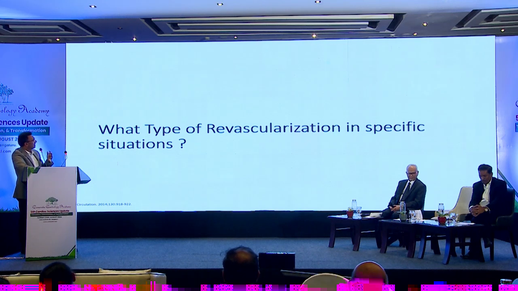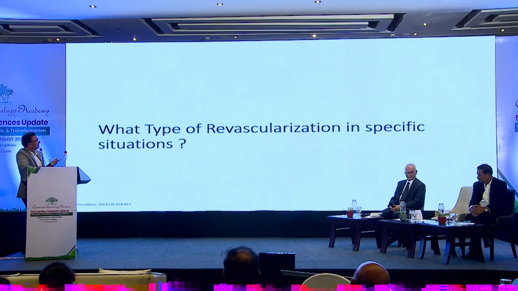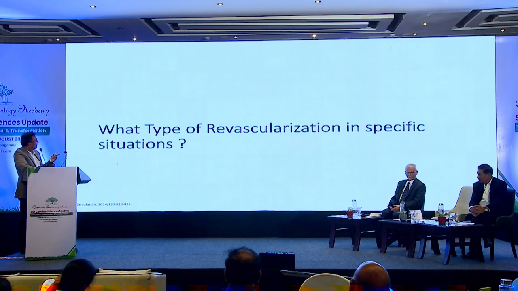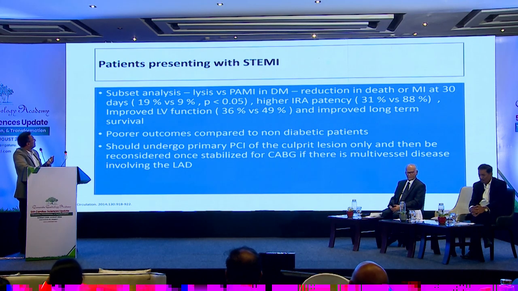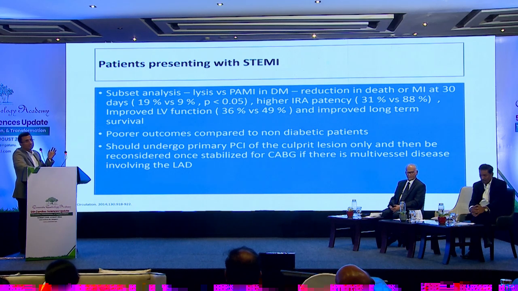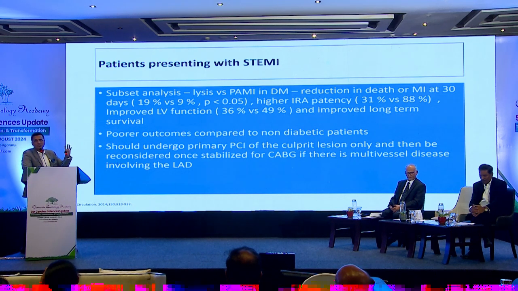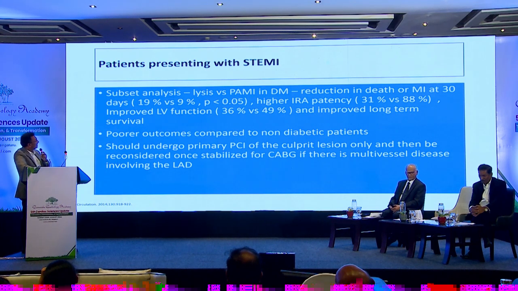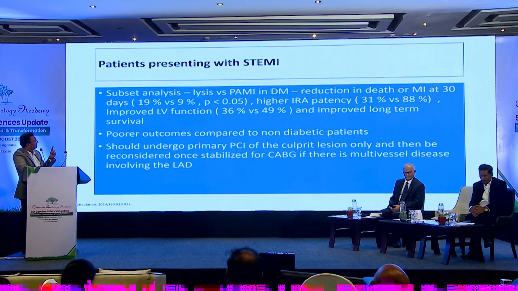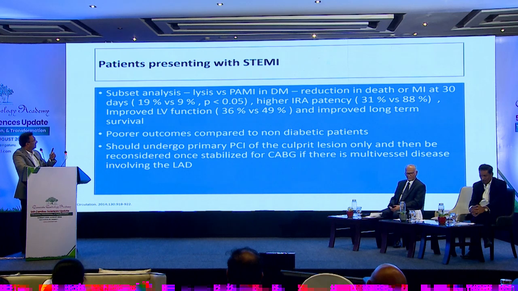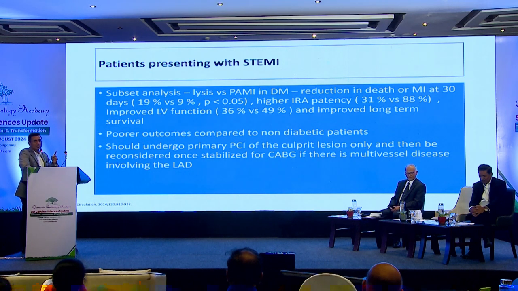So does that mean that every patient of coronary artery disease with diabetes goes for bypass surgery, or are there specific situations where we will choose one over the other? So in patients presenting with ST elevation MI, clearly there is no choice. You have to do angioplasty because even in the diabetic subsets of lysis versus PAMI, there is reduction in death or MI at 30 days, higher infarct-related artery patency, and improved LV function, and improved long-term survival in patients who undergo angioplasty in ST elevation MI.